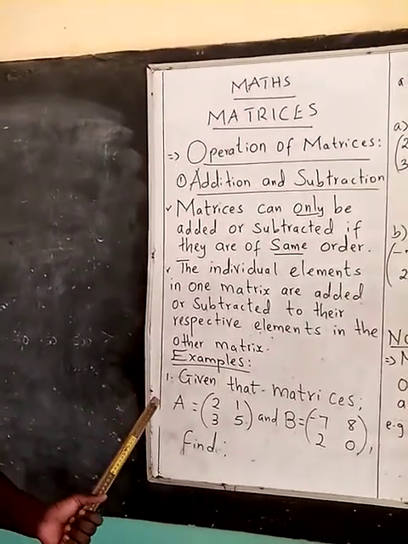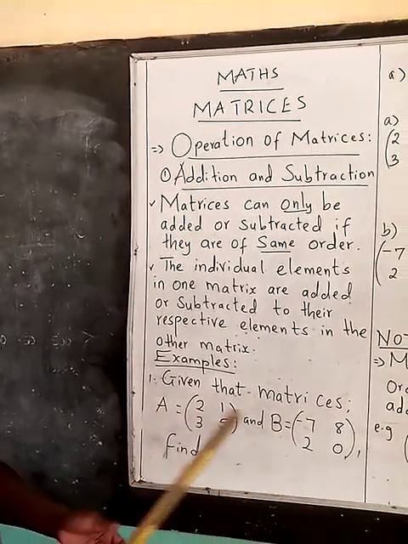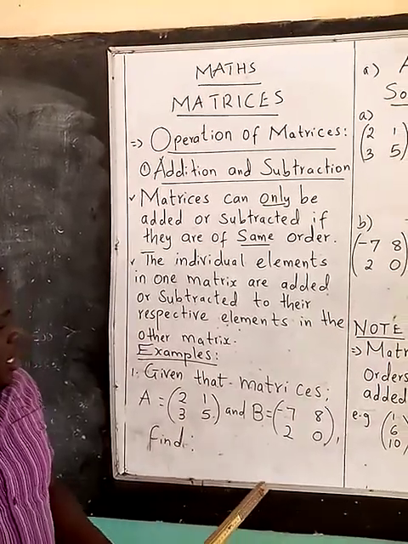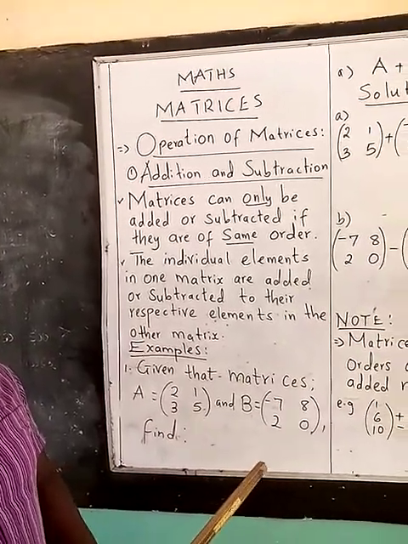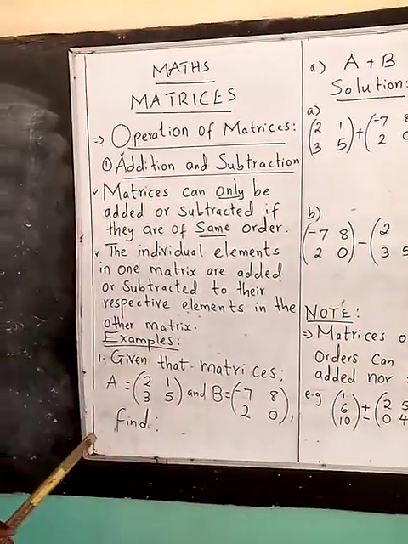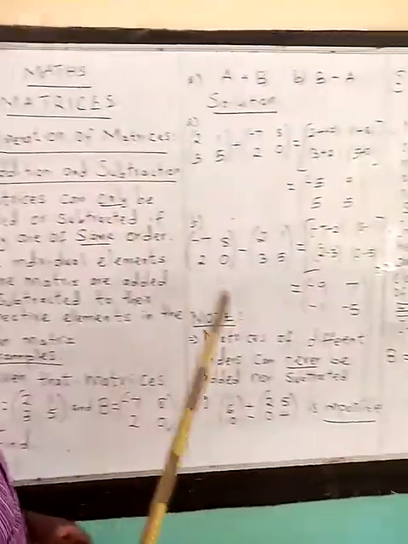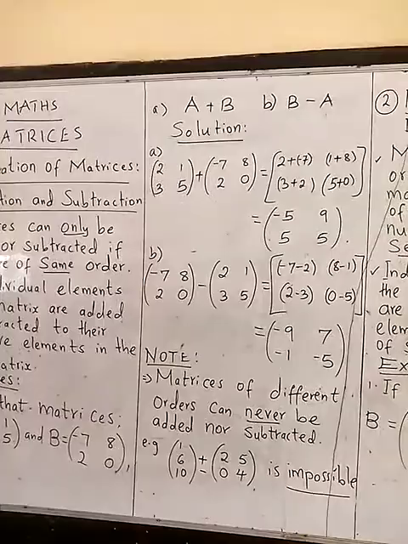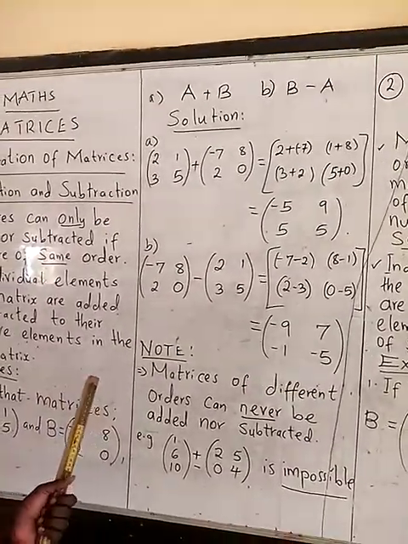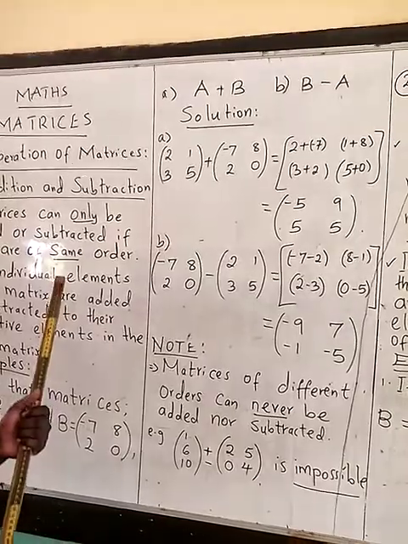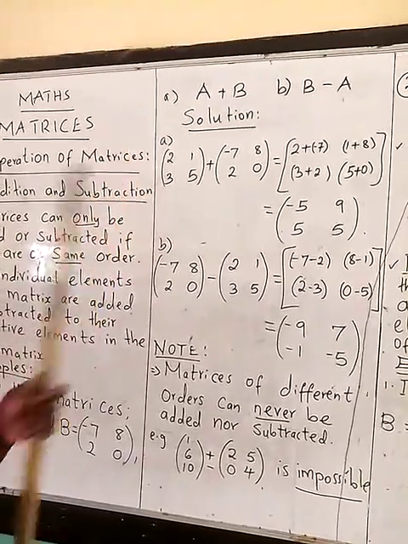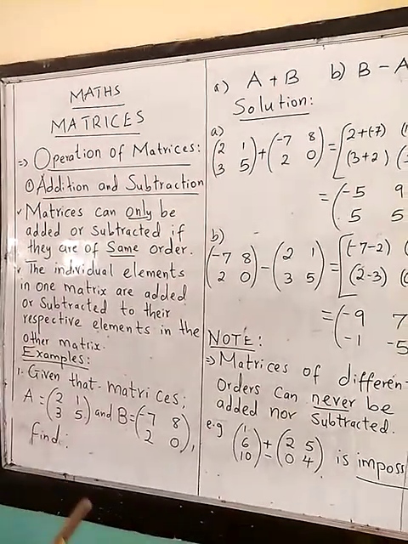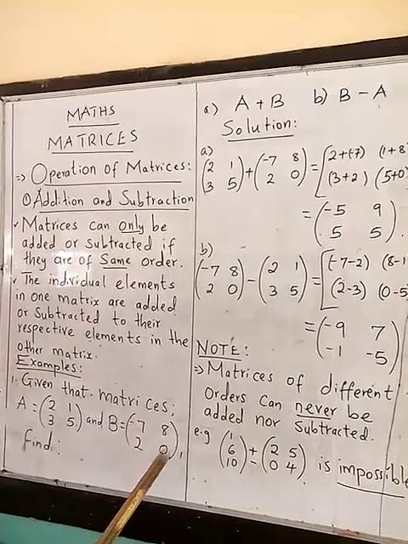For example, we are given matrices A: 2, 1, 3, 5 and B: negative 7, 8, 2, 0. Find matrix A plus B, that is our part A, and matrix B minus A. So in our solution, we will start with part A, that is A plus B. Our matrix A was 2, 1, 3, 5. B is negative 7, 8, 2, 0.